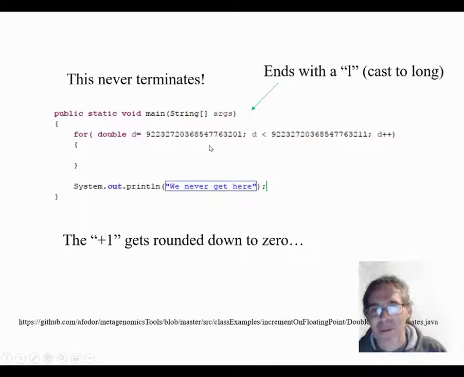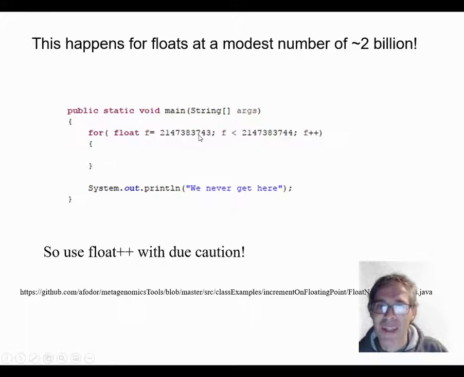In bioinformatics, if you're counting the number of sequences in a data set, you're probably not going to get to a number as large as this, but you could pretty easily get to 2 billion. So if you use the 32-bit floating point type, this also never terminates. Even at modest numbers, when you add 1 to a floating point data type, it gets rounded down to 0. So this is also equivalent to while true.